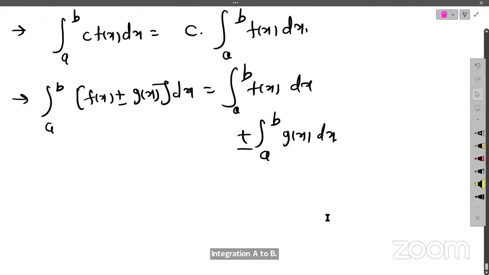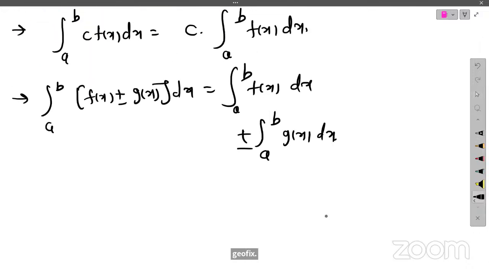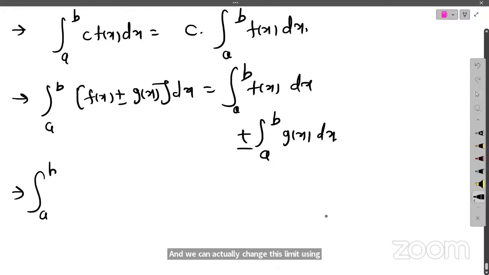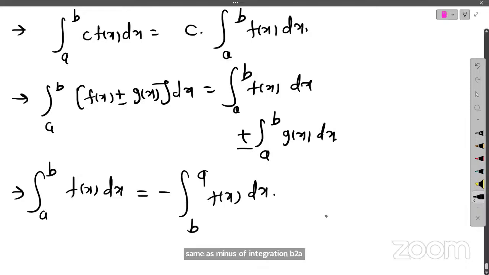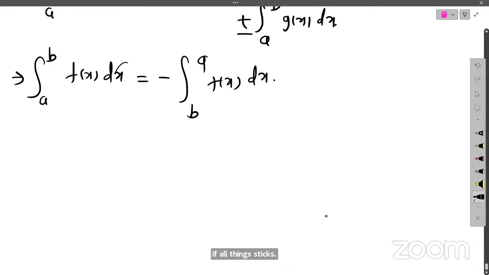And we can actually change this limit using a minus sign. So that means integration a to b f of x dx is the same as minus of integration b to a f of x dx. Now in integration, this x is actually a dummy variable.